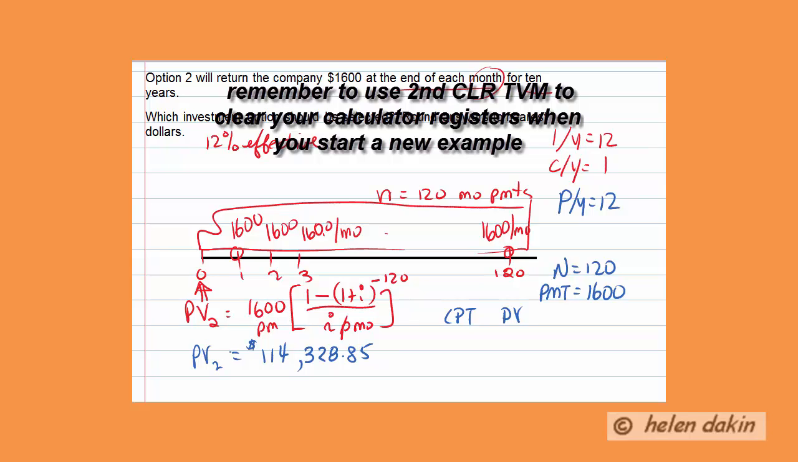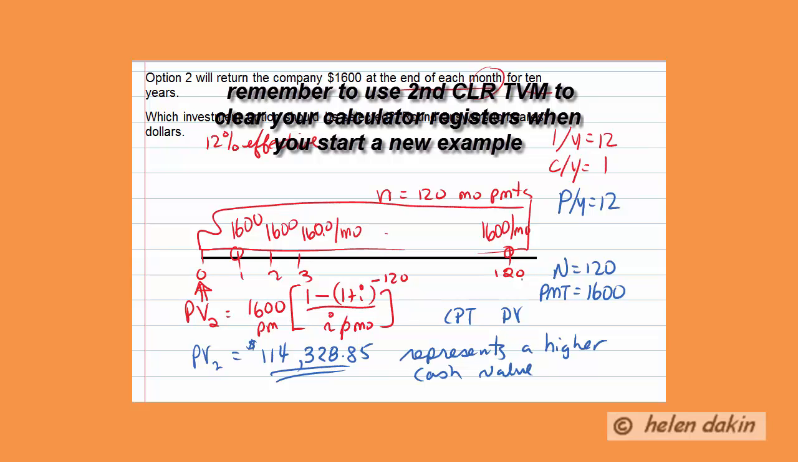Well, when I look at option number 1, I received a cash value or equivalent cash value of $97,528. The equivalent cash value of option number 2 is $114,328. So I would say that this represents a higher cash value. And this is the one that should be selected. In other words, the $1,600 per month should be selected over the 10-year period.